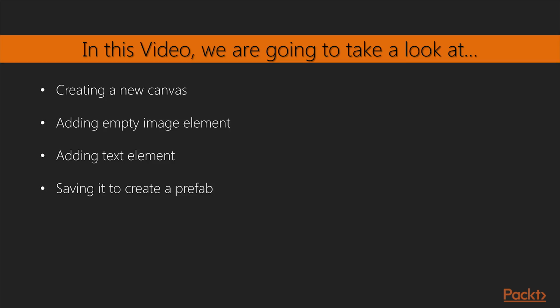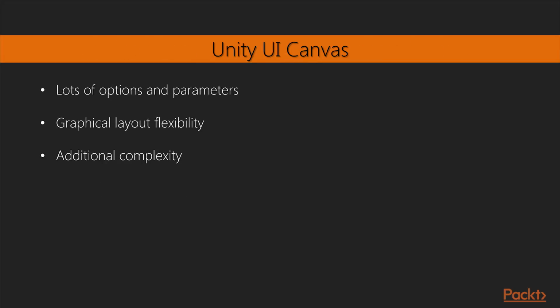In this video, we will create a new canvas, then add an empty image element, and then add a text element, and finally save it to create a prefab. Unity's UI canvas provides a lot of options and parameters to accommodate the kinds of graphical layout flexibility that we have come to expect not only in games, but also from the web and mobile apps. With this flexibility comes additional complexity.